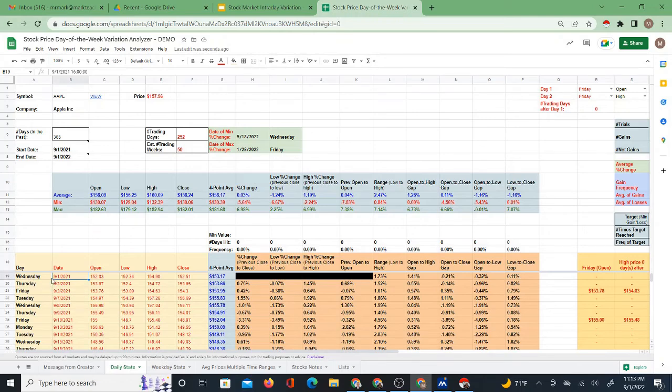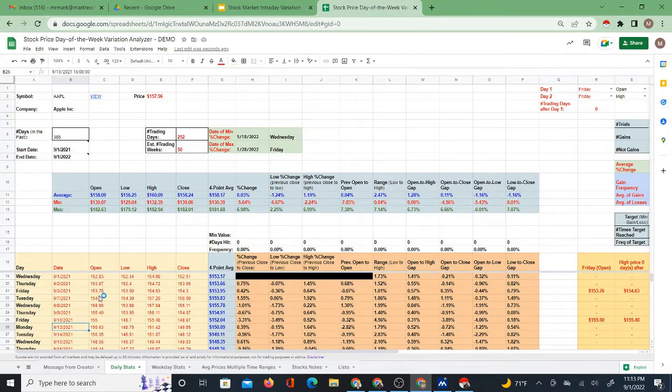And here I added my own formula. This is not Google Finance. My own formula tells you the day of the week. It figures out what day of the week each of these dates is. So this was a Wednesday, this was a Thursday, or Friday. So we can get an idea of when these weeks were starting and ending. This was a Monday, for instance.